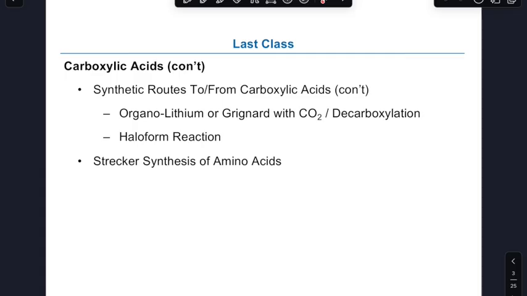So in last class, we introduced you guys to the final routes to carboxylic acids. This is where we're generating carboxylic acids by nucleophilic capture of CO2, and the retro reaction, the decarboxylation. This is where we convert a carboxylic acid back into some precursor. Remember, you have to have that beta carbonyl for that to work. We also talked about the haloform reaction, and finally the Strecker synthesis. This is a reaction which is actually 3 individual steps: amine formation, nucleophilic attack to an iminium, and then hydrolysis of the cyanide or the nitrile group. So there are different configurations of reactions we've already discussed in class.